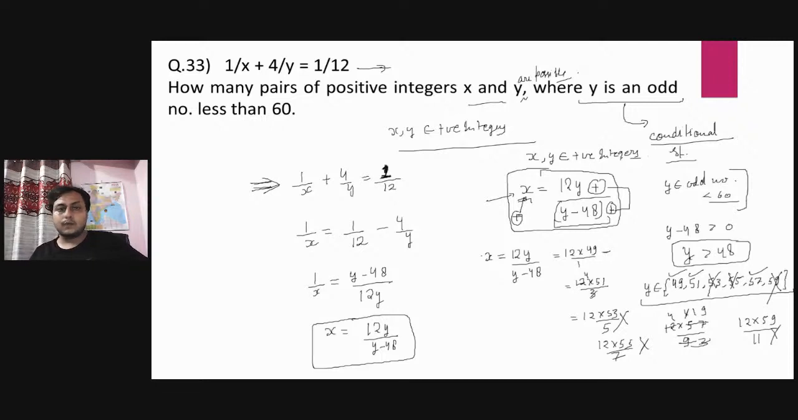So we'll get positive integral solutions at three values of y, that means 49, 51, 57, for which x is an integer. So the answer to this question is 3. So how many positive integer solutions? 3 positive integer solutions, right? Guys, interesting question.